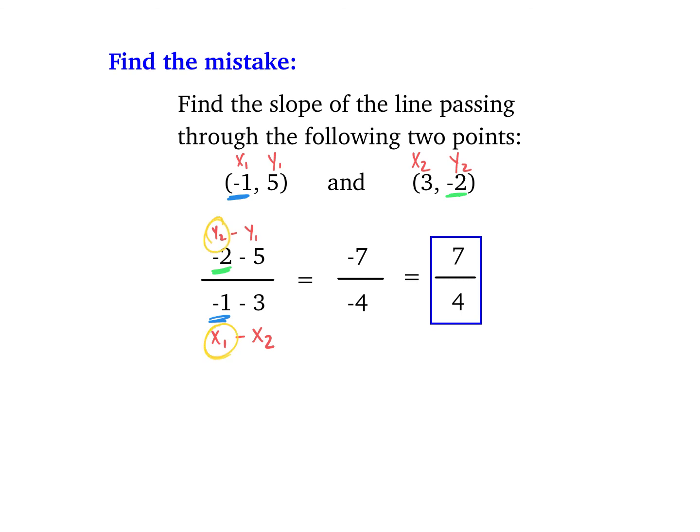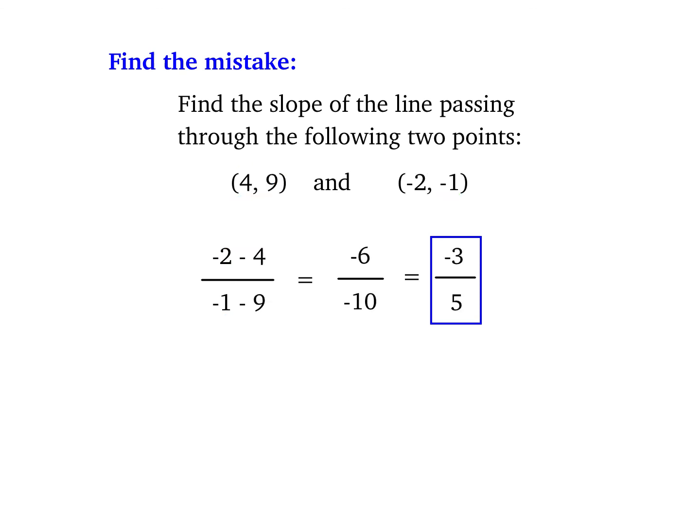So your 2 ways to do this would be -2 minus 5 and then use the 3. So 3 minus -1. Or to switch it, if you want to do -1 minus 3, then you've got to switch those y's and do 5 minus -2. Consistency is key. Pick the same starting point for both your y's and your x's.